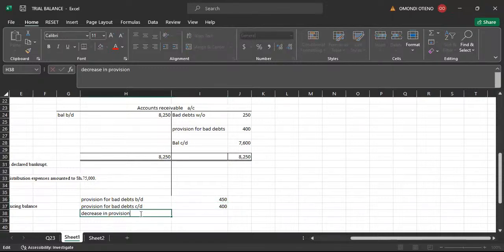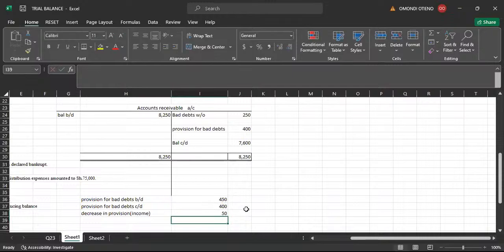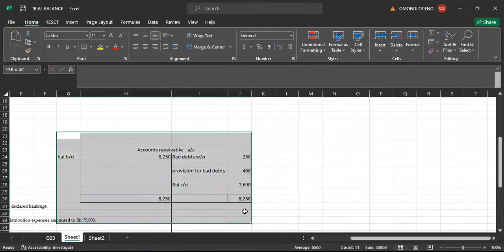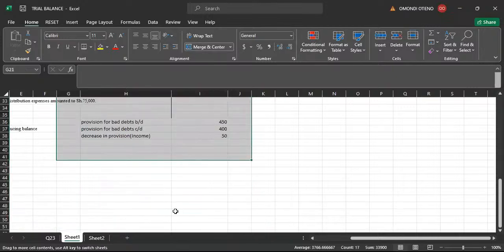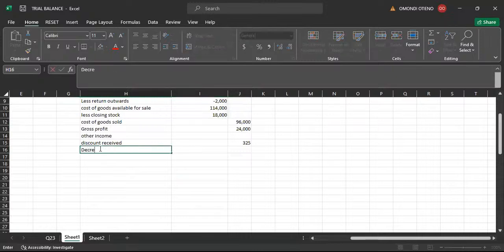And that decrease in provision is an income. It is an income. So they have received 50. So that's what we have here. Discount received, then decrease in provision for bad debts. We have 50, which is an income.